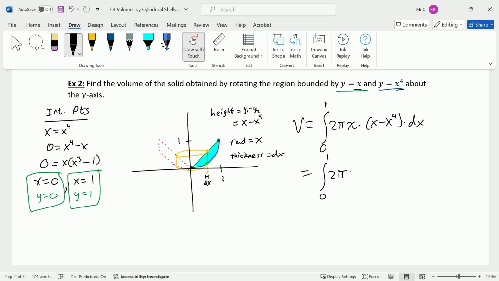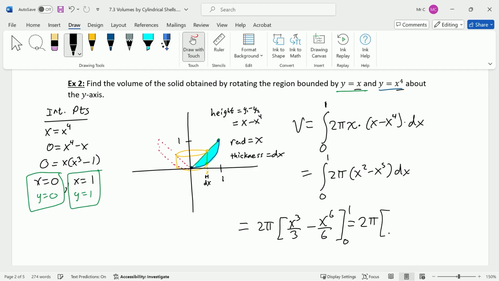Okay, I'll distribute that x, and I get x squared minus x to the fifth. Pull that 2 pi out in front and take my antiderivative. I get x cubed over 3 minus x to the sixth over 6, evaluated from 0 to 1. That's 2 pi times 1/3 minus 1/6 minus 0.